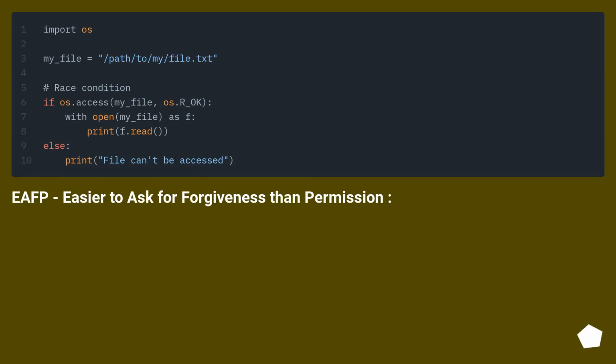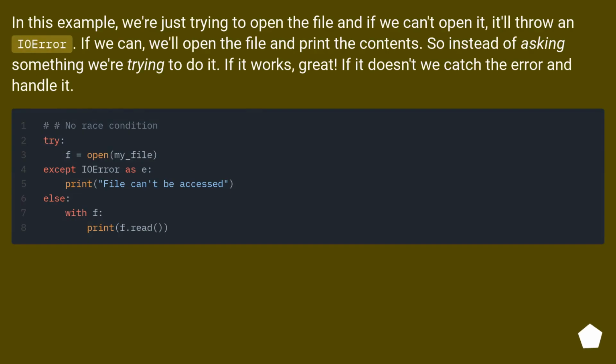EAFP, easier to ask for forgiveness than permission. In this example, we're just trying to open the file, and if we can't open it, it'll throw an error. If we can, we'll open the file and print the contents. So instead of asking something, we're trying to do it. If it works, great. If it doesn't, we catch the error and handle it.